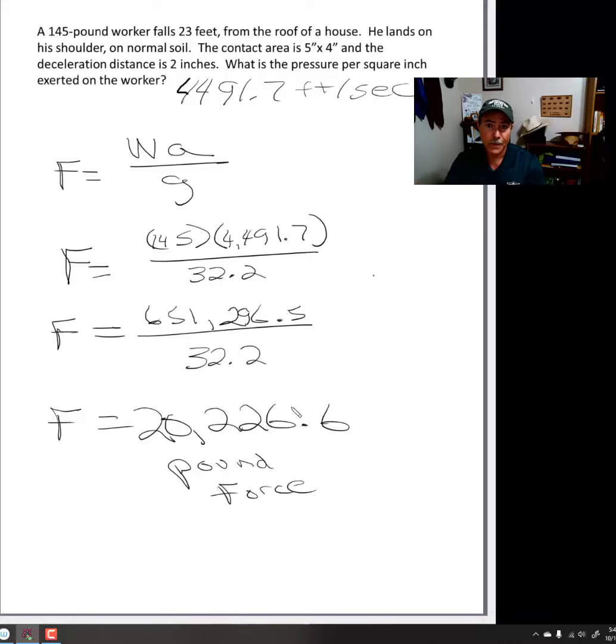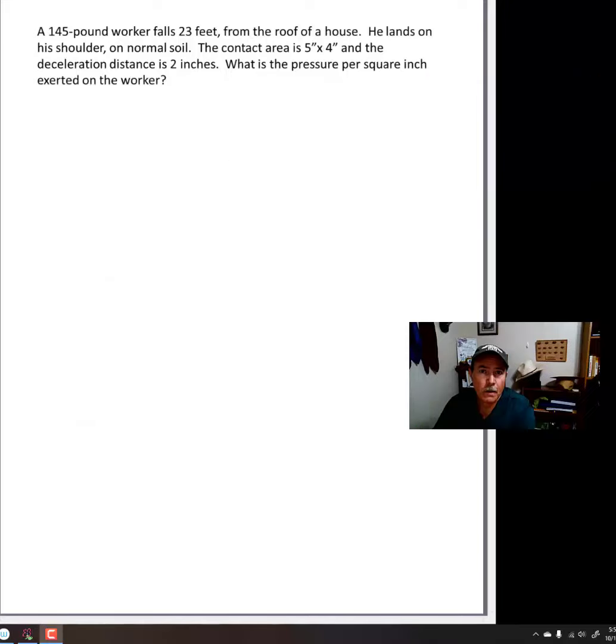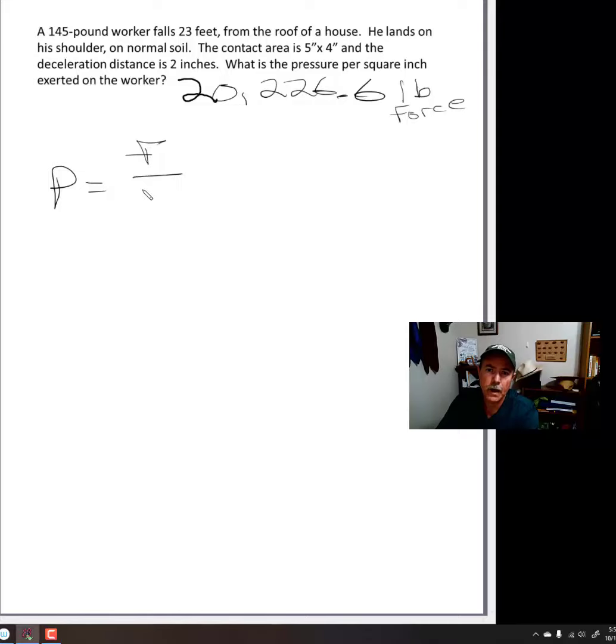If they landed flat on their back, they would be better off because the force would be better distributed. But they landed on their shoulder, so it's not going to be as distributed, and the pressure is going to be greater. All right, we're at the very last step in the pressure calculation. Again, we're calculating the impact pressure. We have calculated the force on the worker at 20,226.6 pound force. Now we can use that and the area to calculate the pressure. Pressure equals force divided by area.